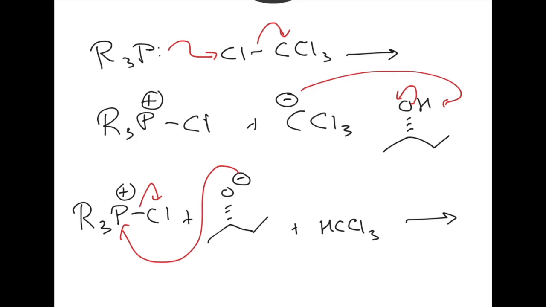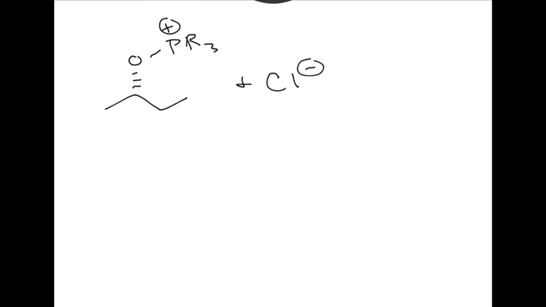And so now you're going to have turned your oxygen into a good leaving group because you're going to have PR3+ on it, and you made Cl minus in the course of doing that step, right? So I replaced the chlorine on the phosphorus with an oxygen. If you remember, phosphorus really likes making bonds to oxygen. So now that phosphorus is on that oxygen, it's stuck. We're not going to break that phosphorus-oxygen bond.